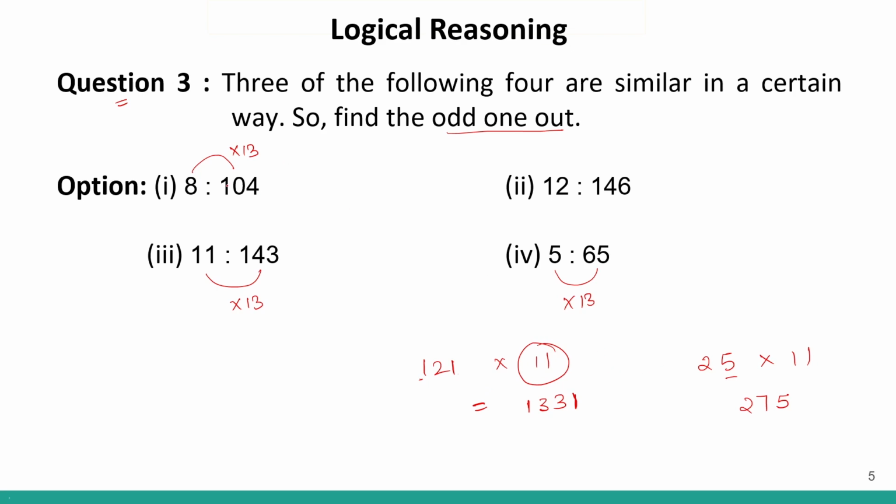So in each of these cases, this is multiplication by 13. We are multiplying the first number by 13 to get the second number. Multiplication by 13 in each case. Now if I multiply 12 into 13, how much will I get? 12 into 13 will give me 156 and not 146. So this one is the one that is different. Therefore, my answer will be option number 2. Clear?